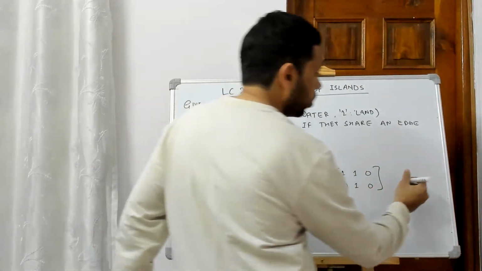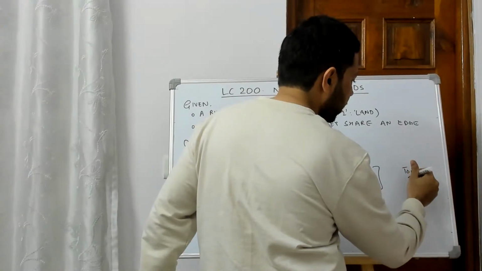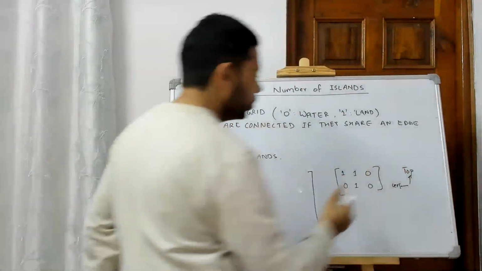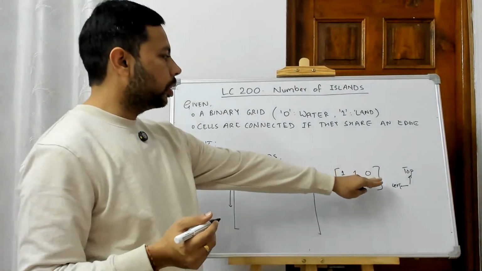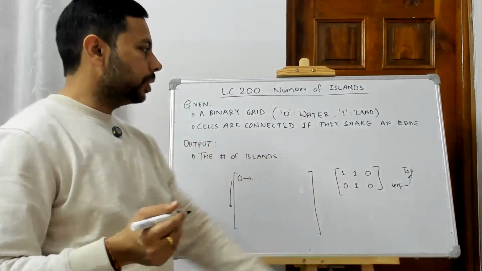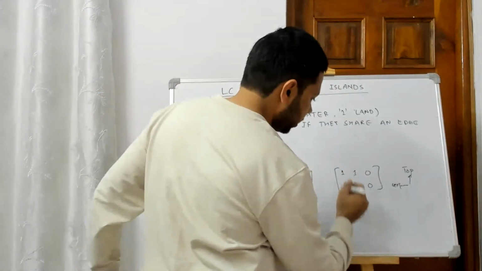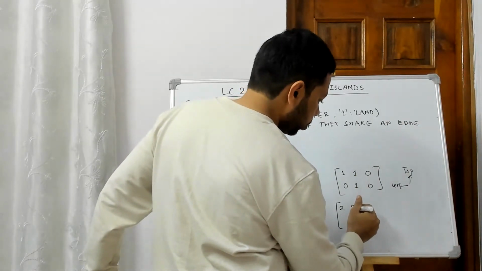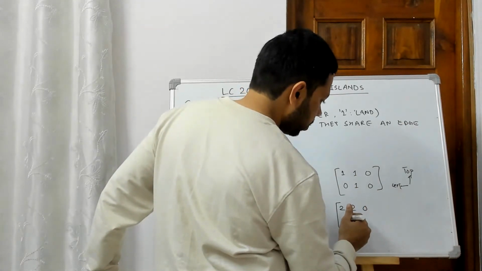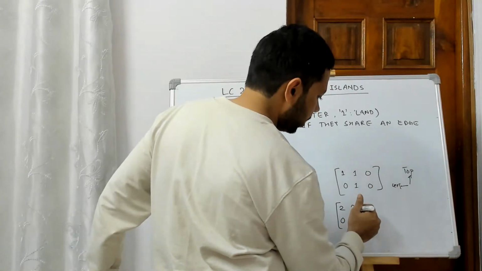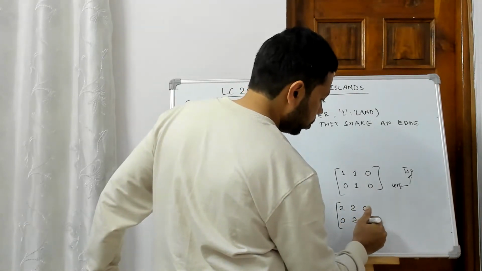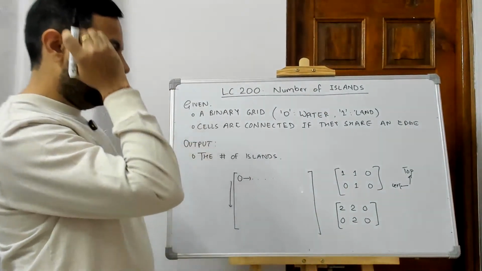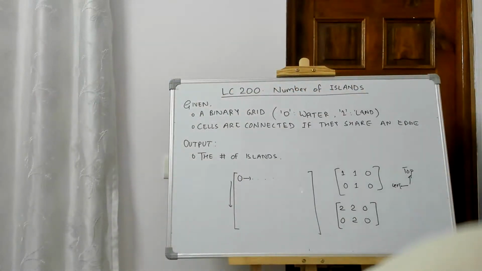Just check the top and left cell, and if it belongs to the same island, then this belongs to the same island. What I mean to say is you turn this 1 into 2, and then when you come to this one you turn it to 2, and then this is 0, this is 0. When you come to this one you realize this 2 is sharing an edge, so you turn it to 2, and then this way you will be able to mark the numbers by looking at top and left.